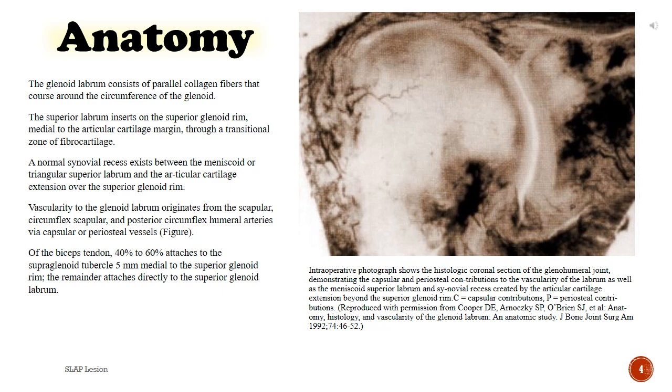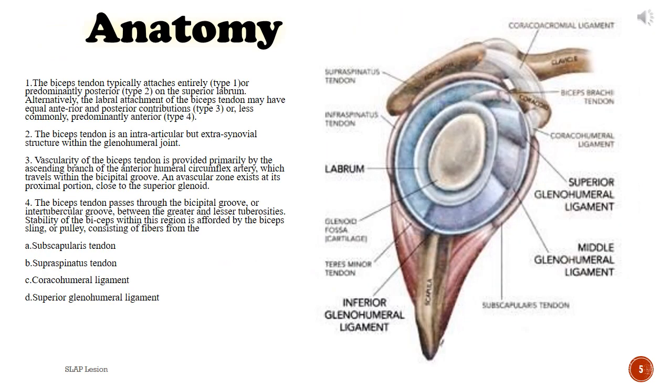Of the biceps tendon, 40% to 60% attaches to the supraglenoid tubercle 5 mm medial to the superior glenoid rim, the remainder attaches directly to the superior glenoid labrum. Anatomy. The biceps tendon typically attaches entirely, type 1, or predominantly posterior, type 2, on the superior labrum. Alternatively, the labral attachment of the biceps tendon may have equal anterior and posterior contributions, type 3, or, less commonly, predominantly anterior, type 4. The biceps tendon is an intra-articular but extra-synovial structure within the glenohumeral joint.